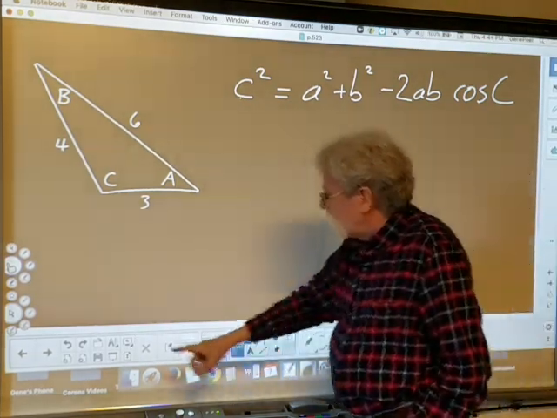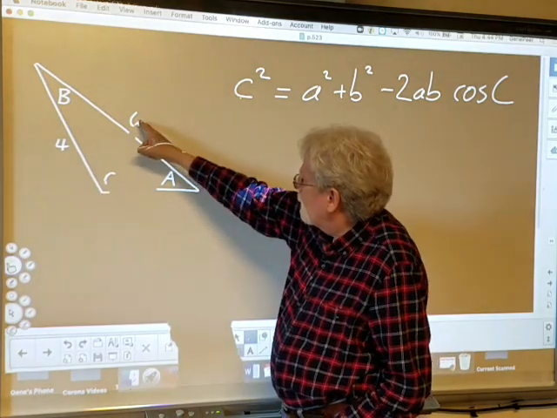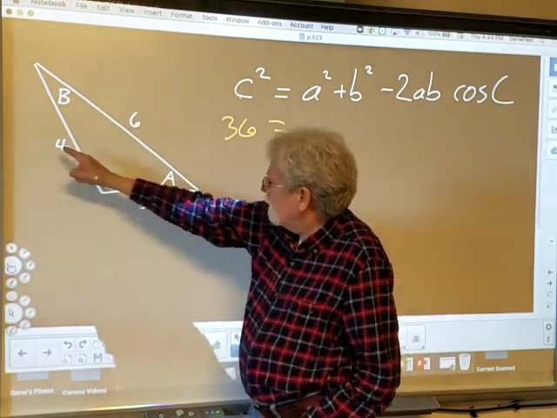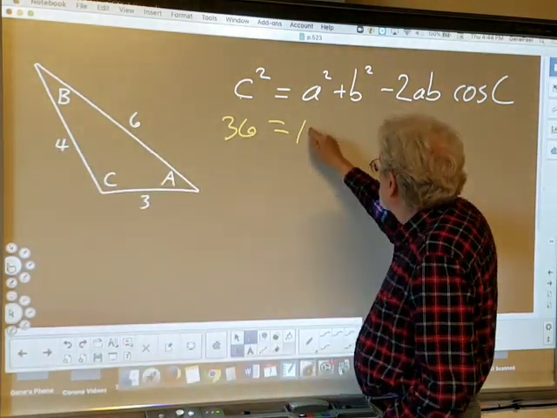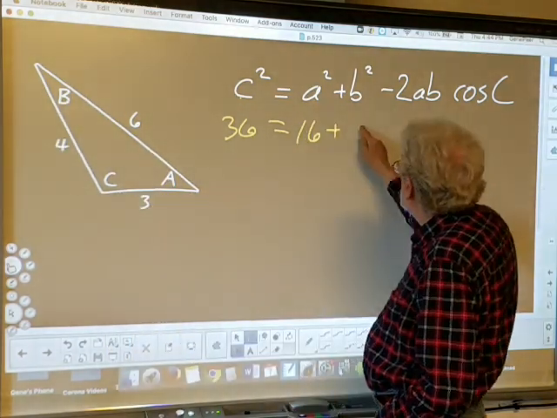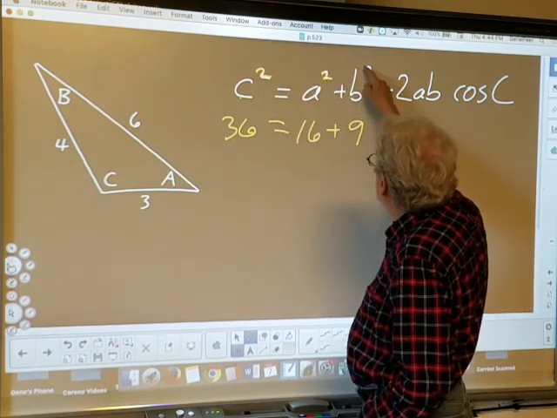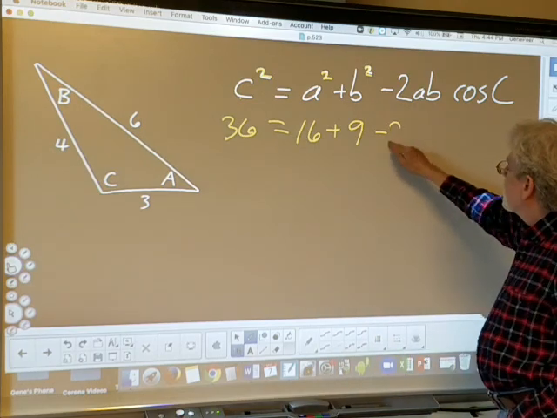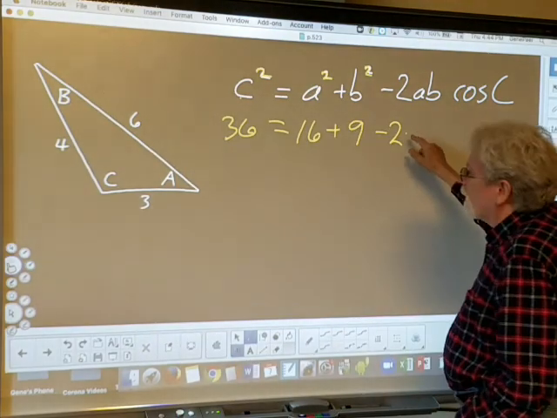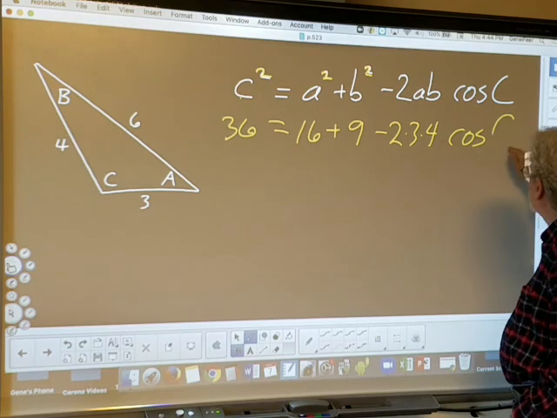All right, so let's plug in stuff. C squared, where is C squared? Here's C, so that's C squared, that'd be 36. Equals A squared, there's A, so that's 4 squared, 16. Plus B squared, there's my angle B, so that must be side B, that's going to be 9. We square everything, remember please, it's C squared, it's A squared, it's B squared. Minus 2 times A times B, that's 2 times 3 times 4, and multiply that by the cosine of the unknown angle.